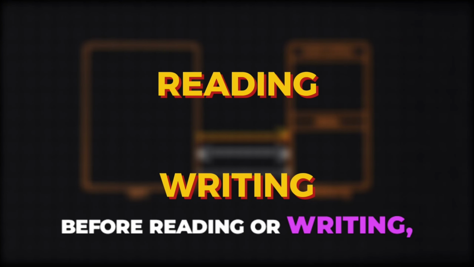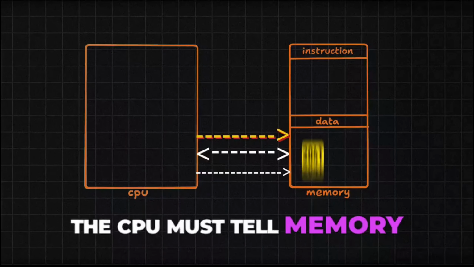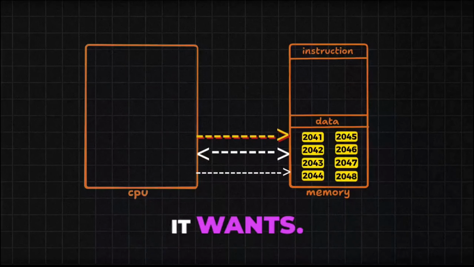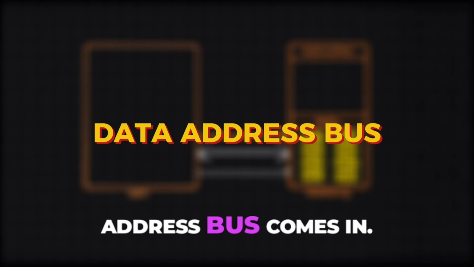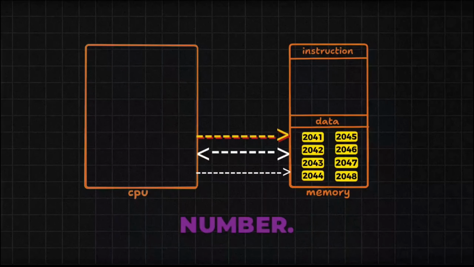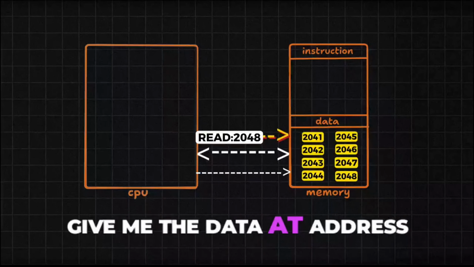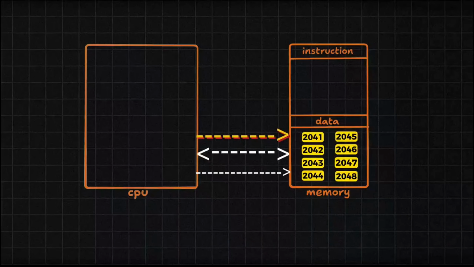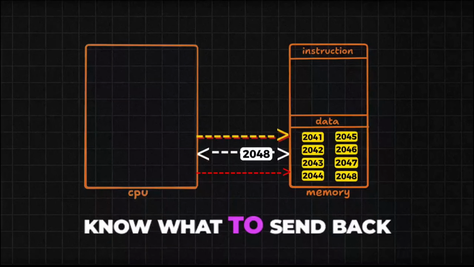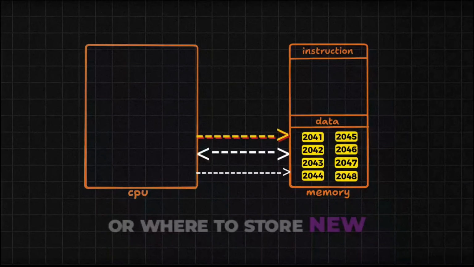Before reading or writing, the CPU must tell memory exactly which location it wants. That's where the data address bus comes in. It works like a house number. The CPU says, "Hey memory, give me the data at address 2048." Only after that does memory know what to send back or where to store new data.